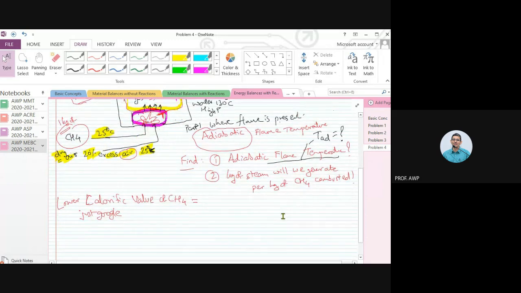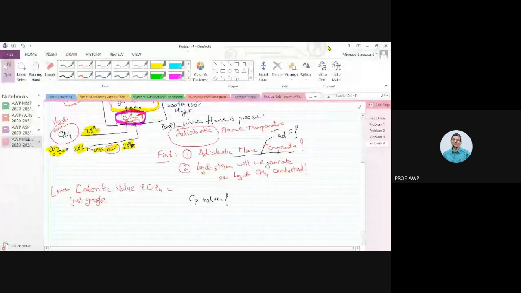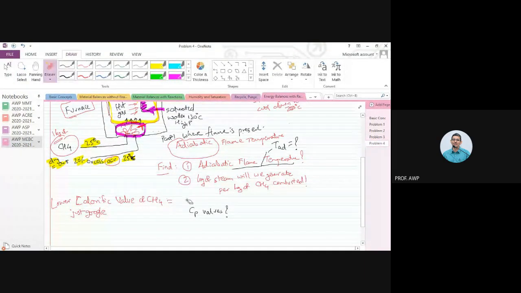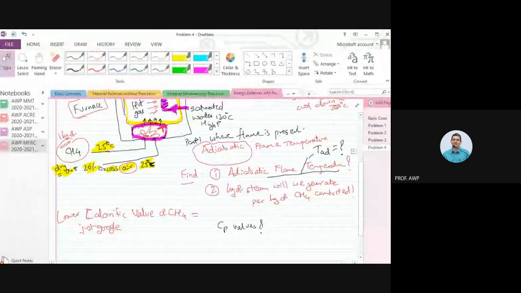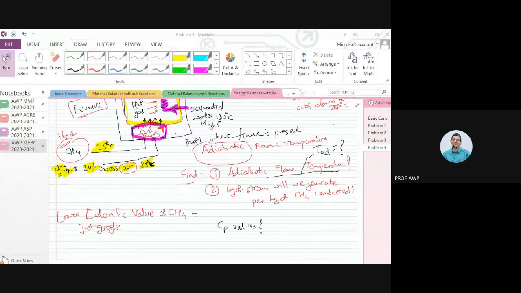Will you need the CP values? Do you think you will need the CP values? Yes, sir. So where are you going to get CP values from?